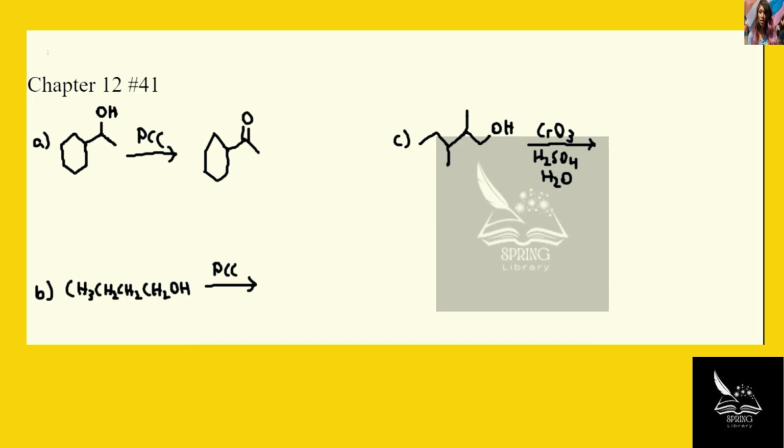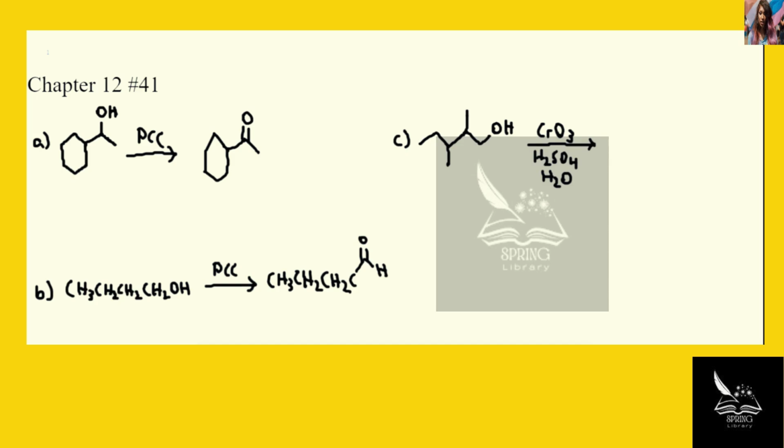So similarly for B, we have an alcohol. This time it's a primary alcohol, and it is going to be oxidized to an aldehyde. So you should hopefully remember that is the utility of using PCC instead of chromium trioxide, as we're using in part C. PCC allows for the oxidation to stop at the aldehyde stage. So we're going to get an aldehyde for part B.